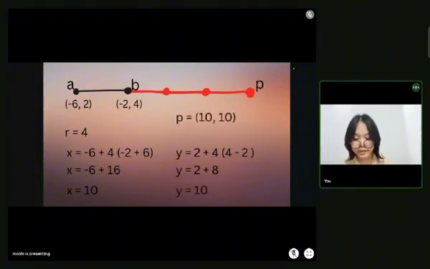So now we have the answer, that is, the coordinates of P, which is (10, 10).